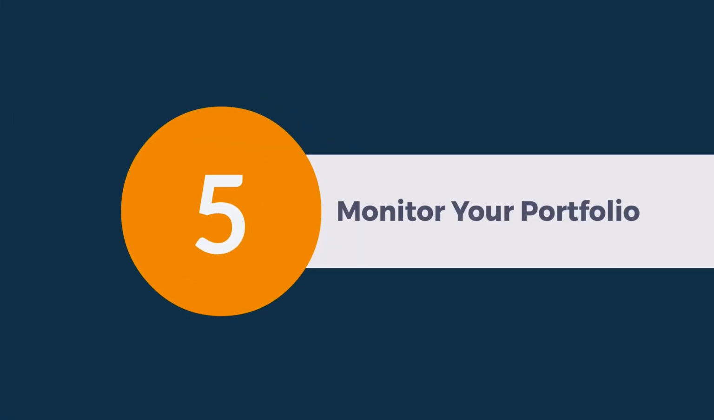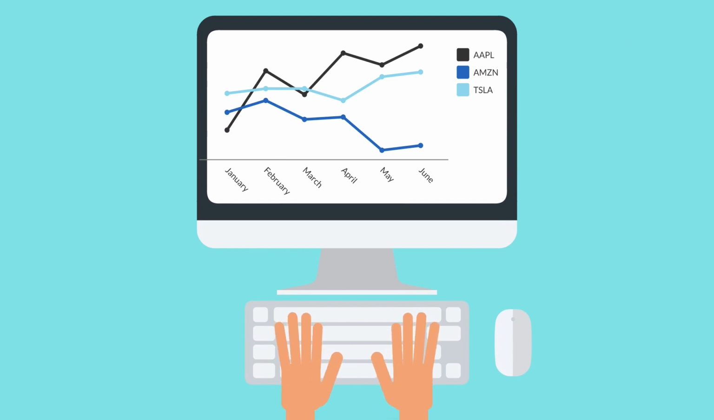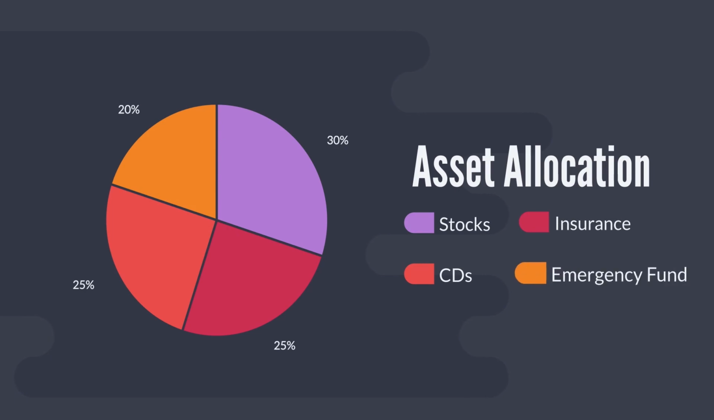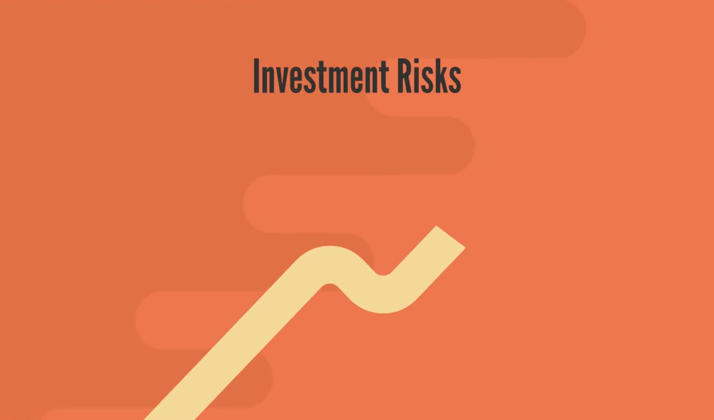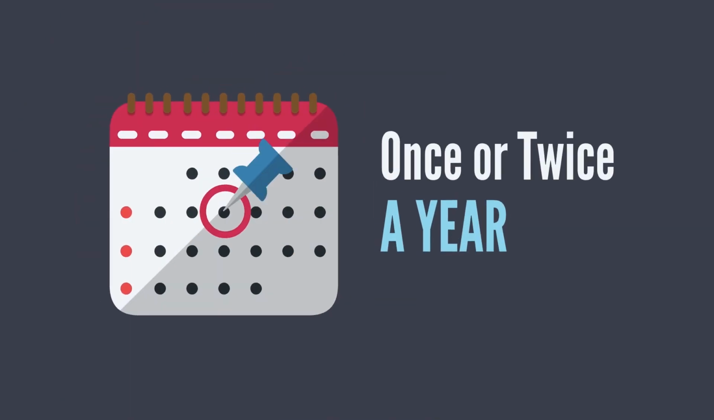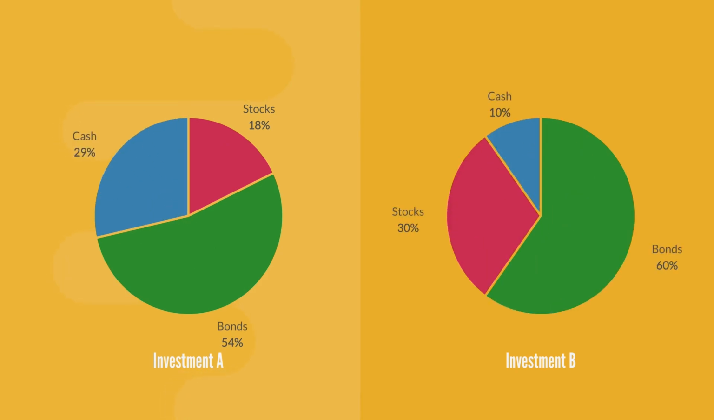Monitor your portfolio. Monitoring and reviewing your portfolio's performance is essential. Just because you make long-term investments doesn't mean you can ignore them. Your asset allocation from last year may no longer be optimal in the current market conditions, which can potentially increase investment risks. Thus, it is best to evaluate your portfolio regularly. Once or twice a year is sufficient for reviewing long-term investments. Rebalance your portfolio if an asset has been underperforming for an extended period of time.